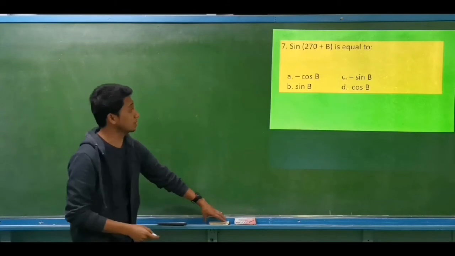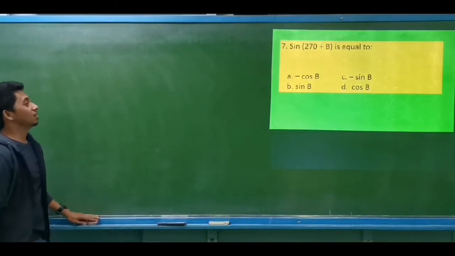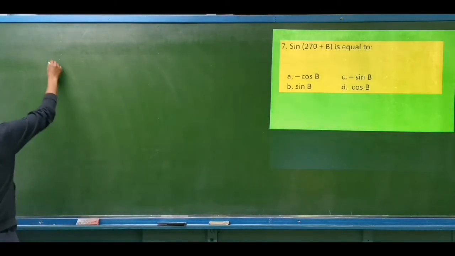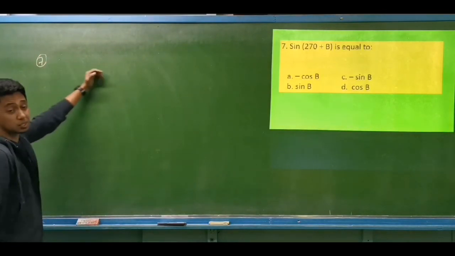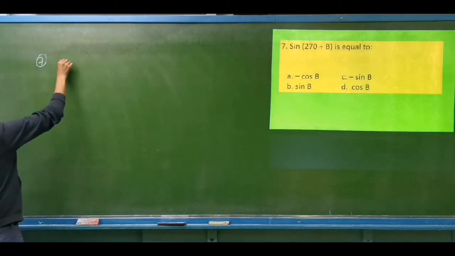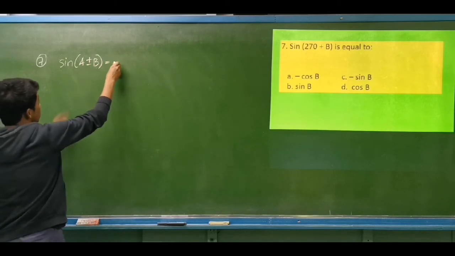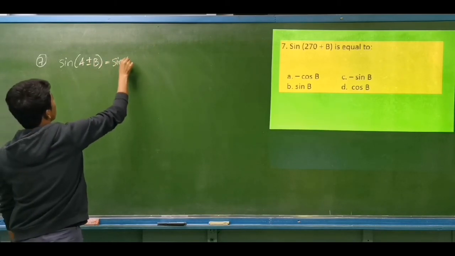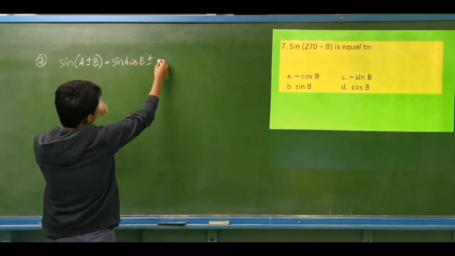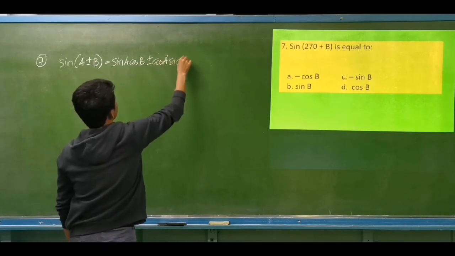We have number 7. Lumabas natin ito sa board exam noong unang panahon. Ay sa sine of 270 plus b is equal to. Ang equivalent nito. Naalala nyo kung anong identity siya? That is the sum and difference of angles for sine. Also sine. Ano ulit yun? We have the sine of angle A plus or minus angle B. Kapag sine, sin cos cosine. Sine of angle A, cosine of angle B. Kapag addition. Kapag subtraction. This is the cosine of angle A, the sine of angle B.